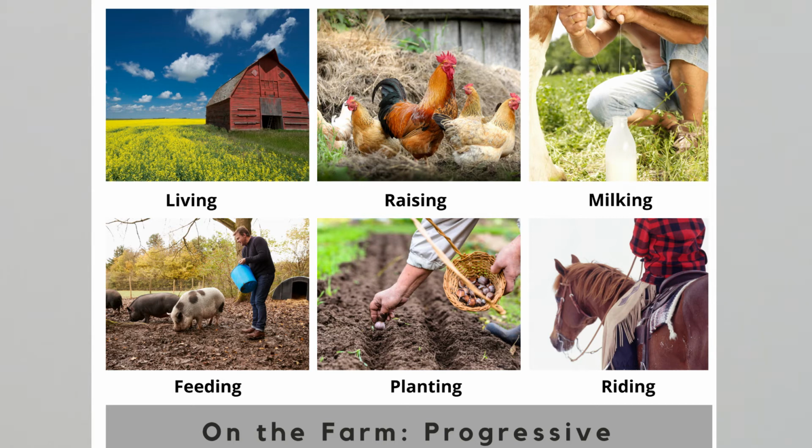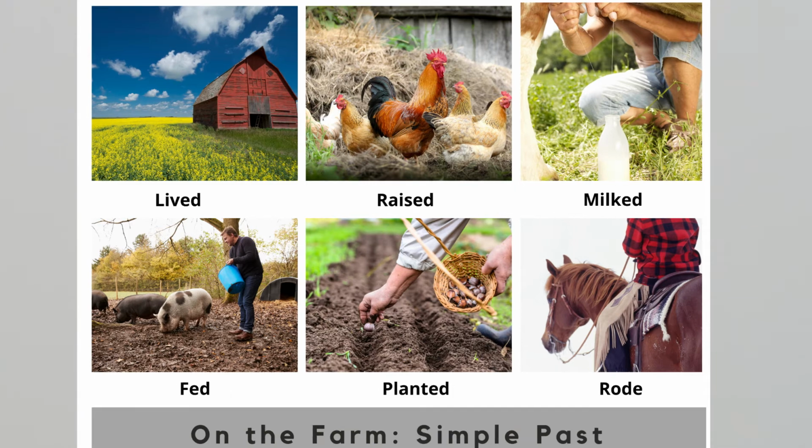Now let's change the story to talk about what Jim does in the past. This is the simple past. Jim lived on the farm. He raised chickens. He milked the cow. He fed the pigs and he planted seeds. He rode his horse.